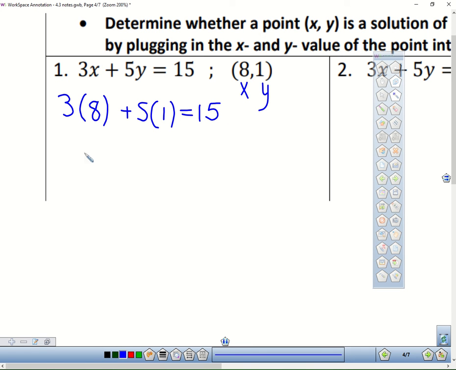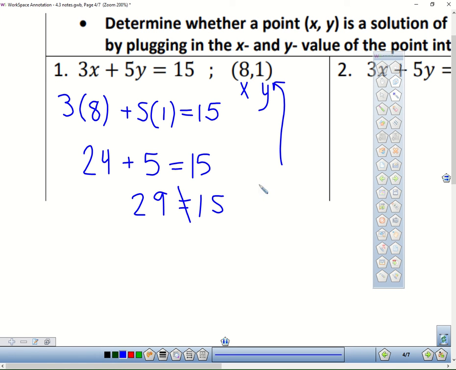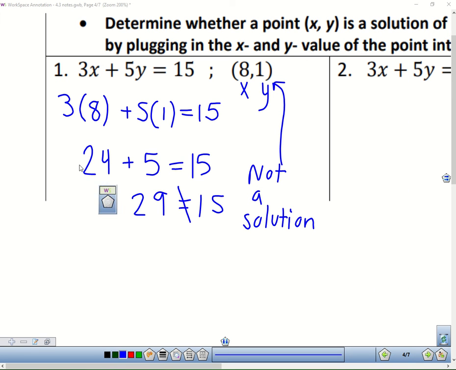That comes out to be 24 plus 5 is equal to 15. That's 29 is equal to 15. Is that a true or false statement? False. So this is not a solution to that line. So you check, you see if it is. If it is, it's a solution. If it's not, it is not a solution. Pretty straightforward. Anybody have any questions about number 1? No? Okay, so you just plug it in.